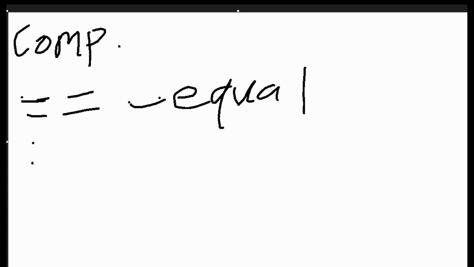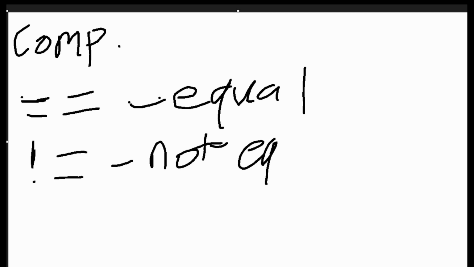And then you have the exclamation mark equal to. And what this means is not equal to. So this will be useful if you're trying to find out that if something is not equal to this, then you might want to do something else.